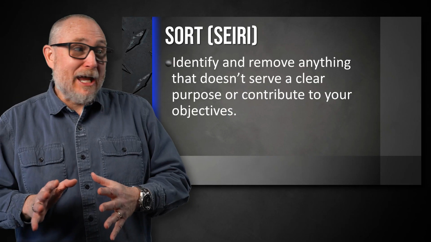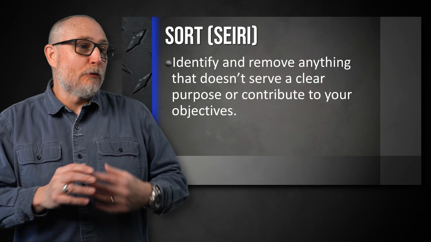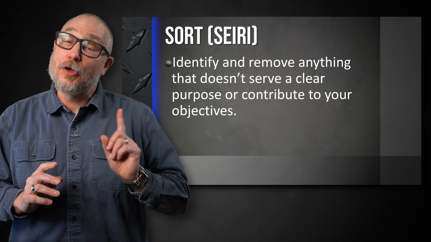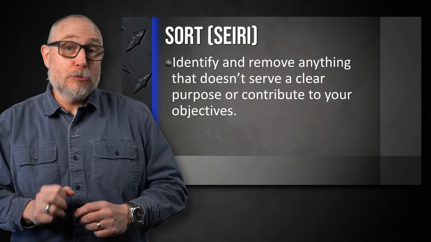In the sort phase, you identify and remove anything that doesn't serve a clear purpose or contribute to your objectives. This means looking at your environment and your tools and your materials and figuring out what you need to be successful and what's basically constituting clutter, what's getting in the way, and what's going to stand as a barrier between you and your objectives.